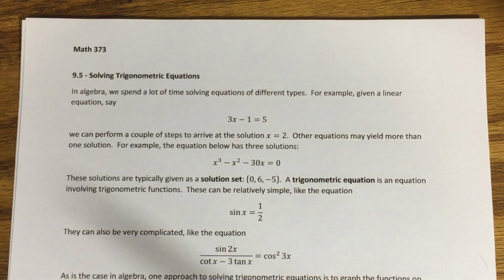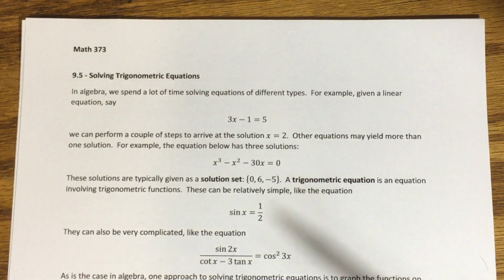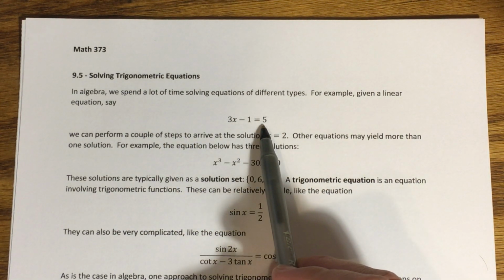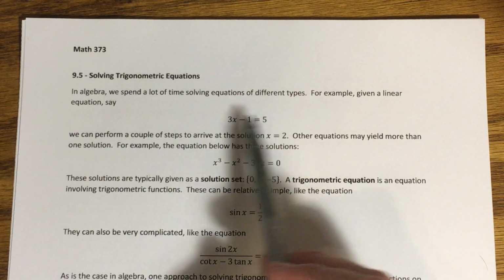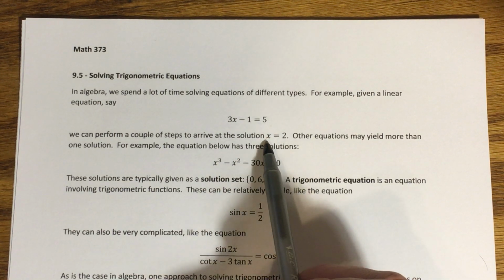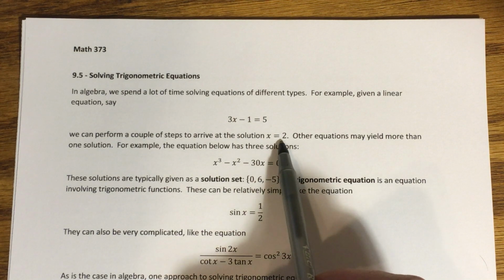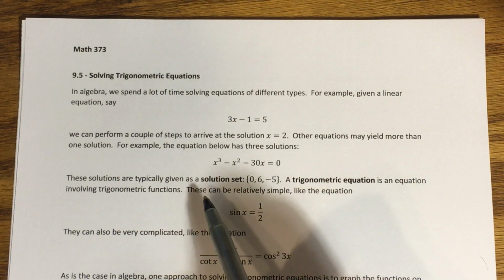Obviously, guess and check is one way to do that, but in algebra, you learn much better methods than that. I could solve this equation by adding 1 to both sides, giving me 3x equals 6, and then dividing both sides by 3, giving me x equals 2. And so this equation has one solution, x equals 2.